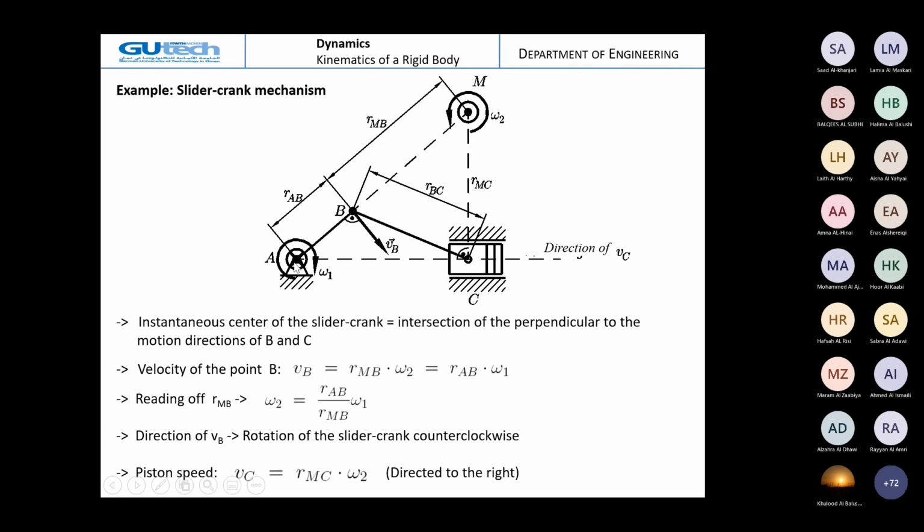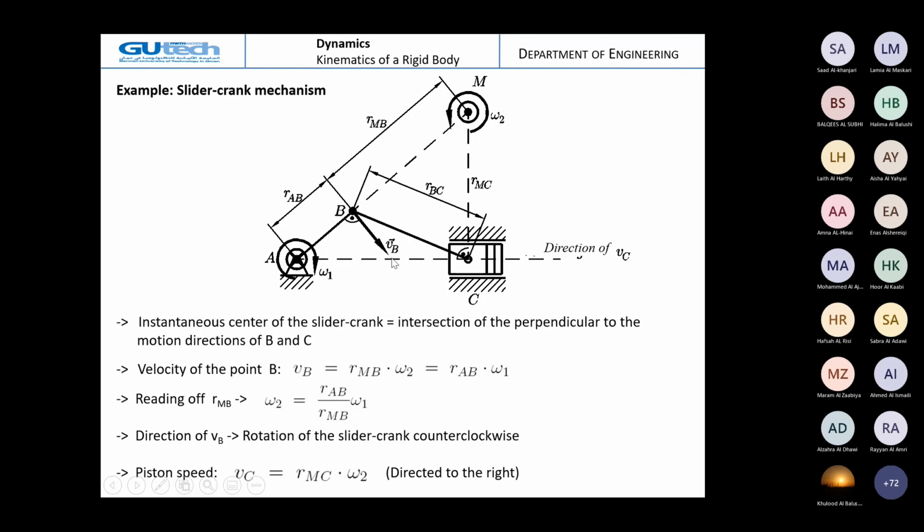If we don't know the value of omega 1, in this case we don't know the magnitude of VB. Why? Because VB is only RAB multiplied by omega 1. Now we know the direction of VB, so we make the line perpendicular to this velocity VB.